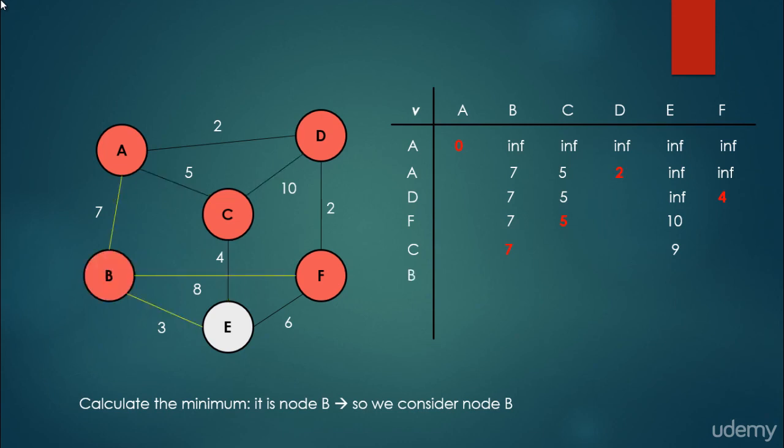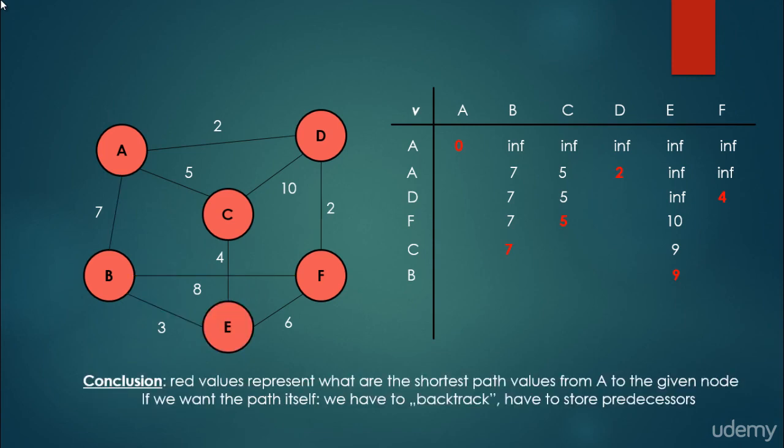We consider that we have already visited A, we have already visited F, but we haven't visited E so far. So what's the minimum value? The 9 or the 7 plus 3. Of course, the 9 is the minimum, so there won't be any updated values. And we come to the conclusion that we have visited every vertex in our graph, so our algorithm terminates. And these red values represent the cost of the shortest path.